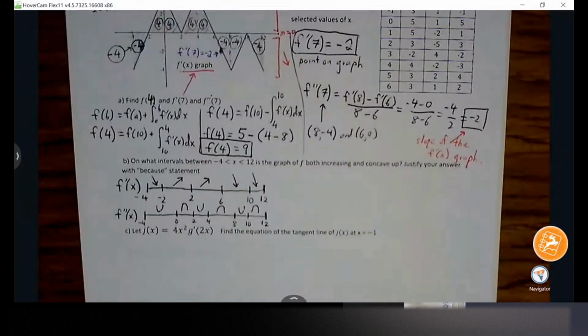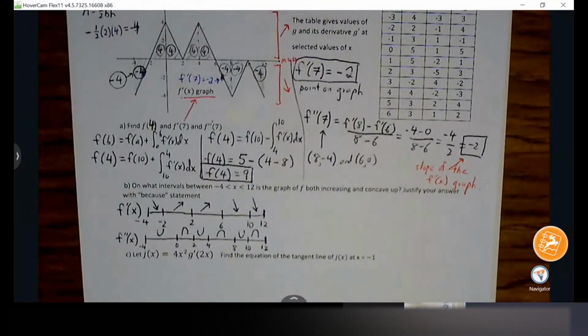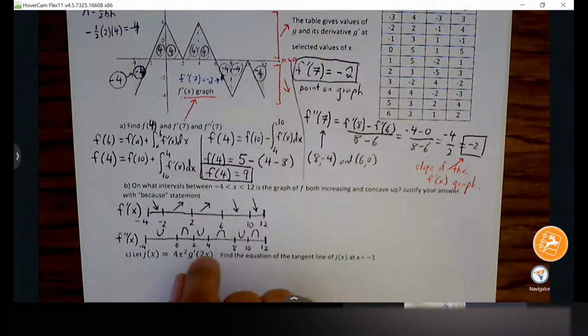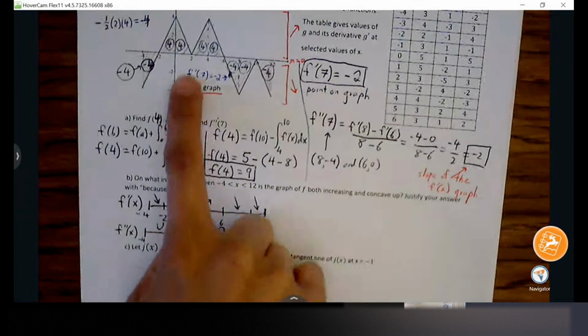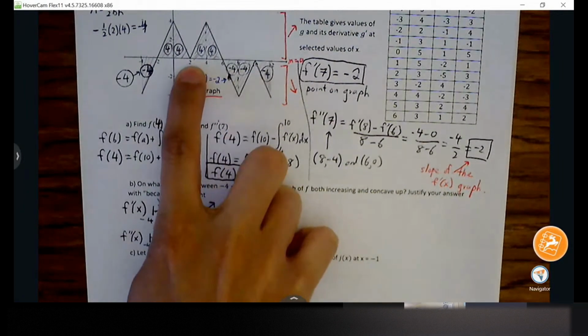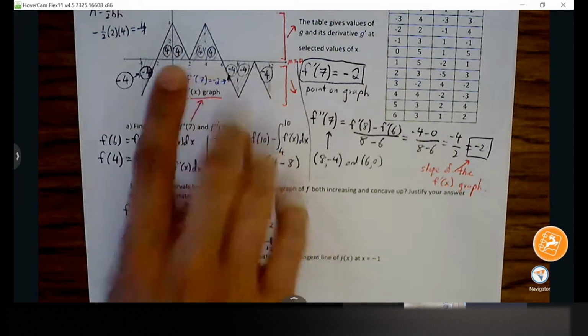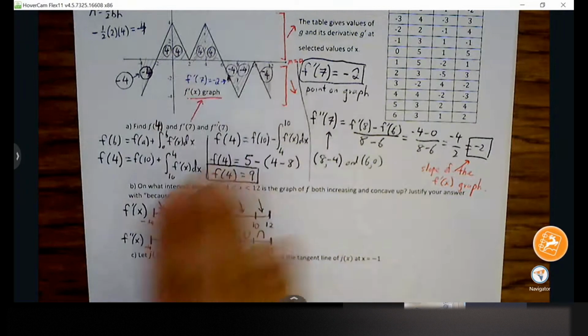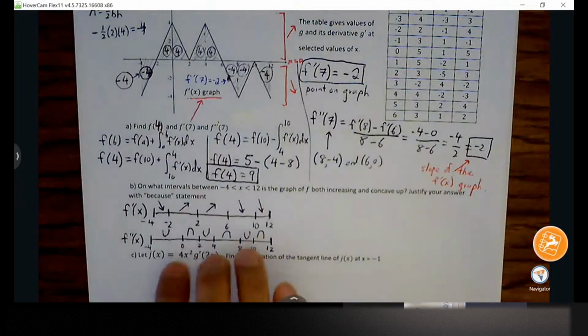So wait, why do we add the x-intercepts in there also? Is it because it changes direction? Are you talking about the 2 and the 10? Yeah. Because these are still peaks and valleys of the graph. Yeah, if it's a peak or valley, it doesn't matter where it lands. If it's a relative max, relative min, those are technically points of inflection.